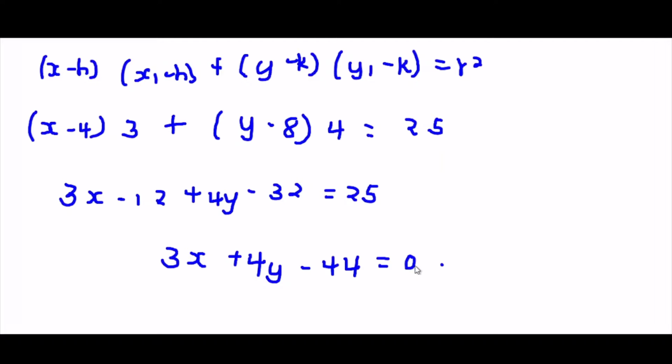So 3x plus 4y minus 44 equals 25. So when we bring it to the other side, it's going to be 3x + 4y - 69 equals 0. And that's the equation of the tangent of the circle. This is the solution. So let's get to our next example.